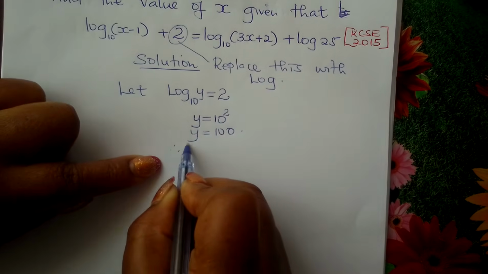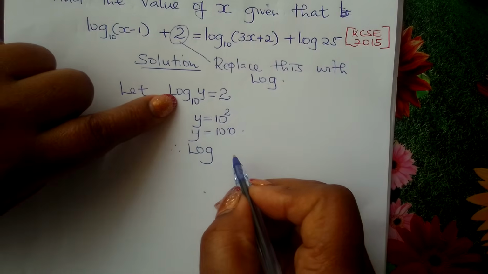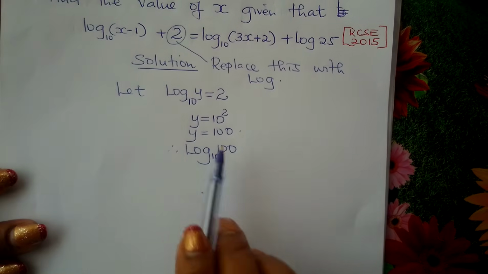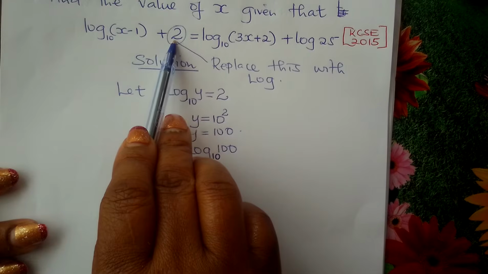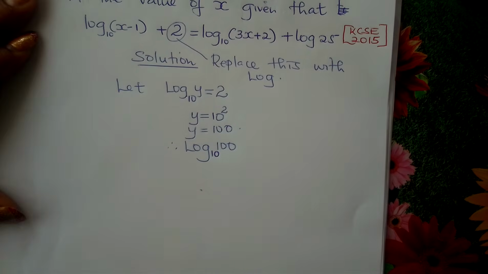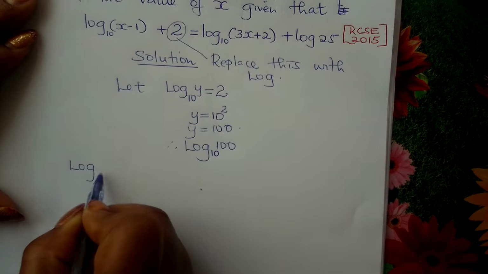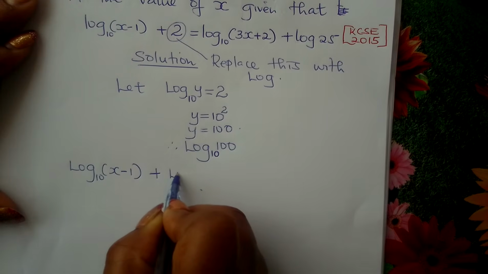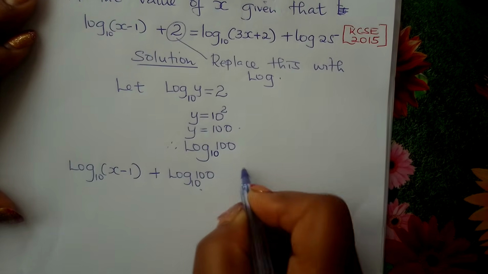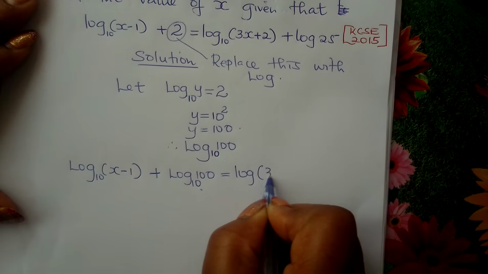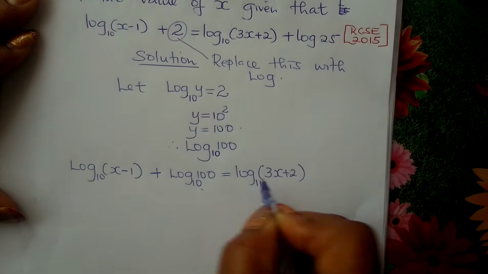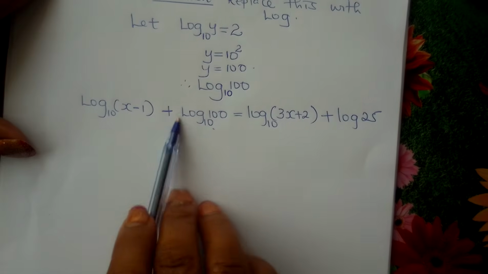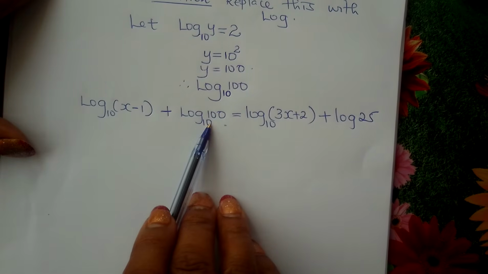And therefore, our log, in this case, will be log 100 to base 10, and therefore it is the one that we are going to fix here to replace where the 2 is. And therefore we write our equation now: log to base 10 of x minus 1 plus log 100 to base 10 is equals to log 3x plus 2 to base 10, plus log 25. Look at that, learner. We have replaced our 2 with a log 100 to base 10.